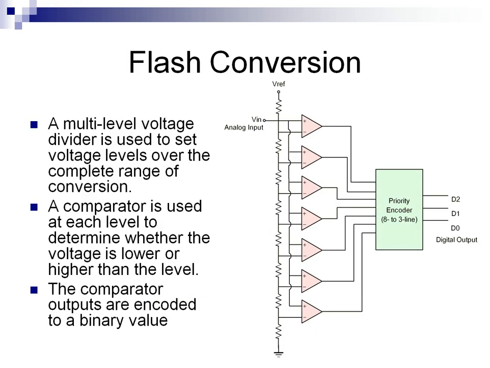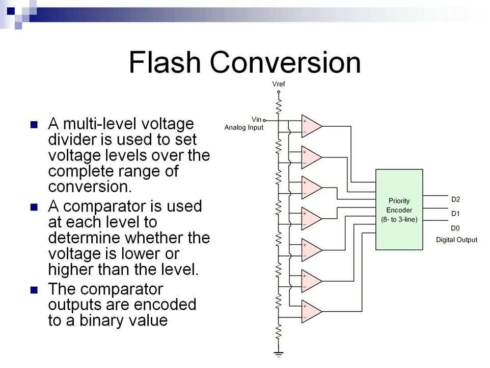Another method is the flash conversion. The flash conversion is going to have a lot of comparators. Basically, it's going to have 2 to the nth minus 1 comparators in there. So for example, if you have an 8-bit flash converter, it's going to have 255 comparators. Now what it does, it has a voltage divider arrangement, and the comparators, I should say, are directly comparing VIN against each of the voltage divider points. And it has, for an 8-bit, 255 of them.